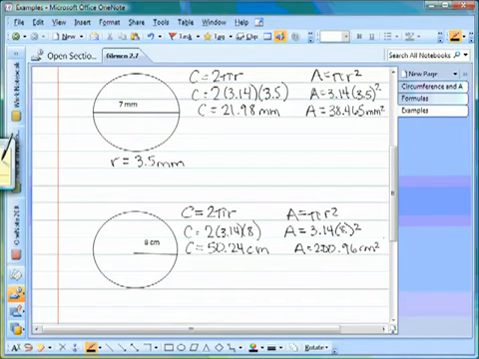Make sure when you're doing your work that you show your work. Make sure you show what formulas you're using. That'll help you have more accurate work in the end.